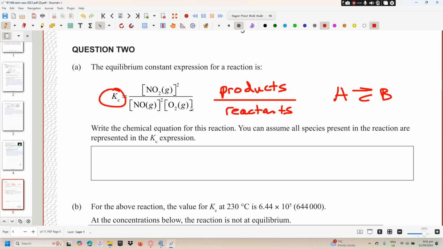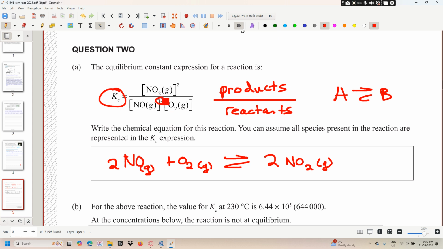Yep, alright, so these are the products, and these are the reactants. Remember, squared means there's two lots. So it's 2 NO, plus an O2. And remember the double arrows mean an equilibrium, with 2 lots of NO2. There you go. And that's it.